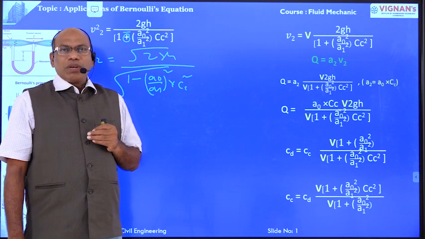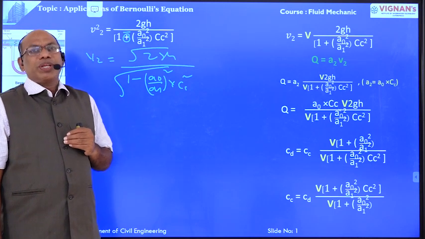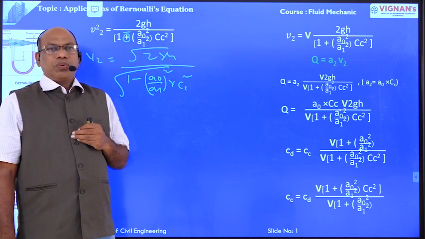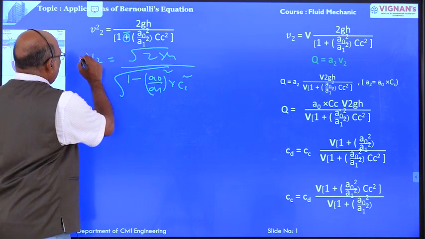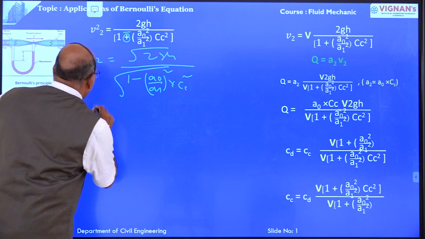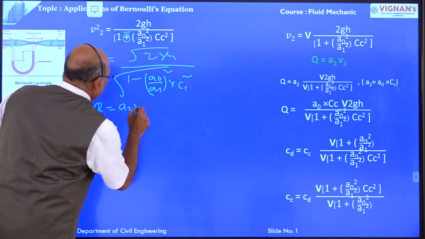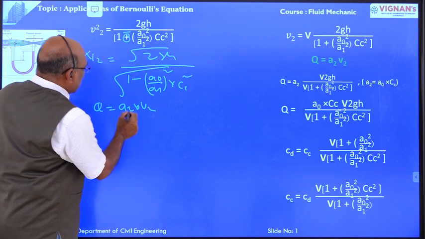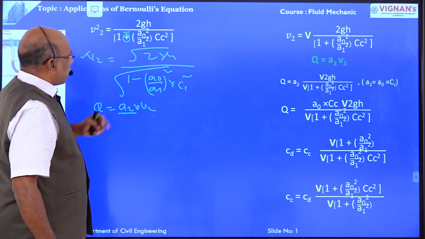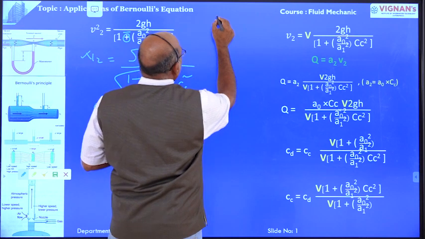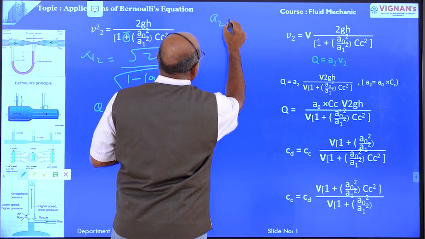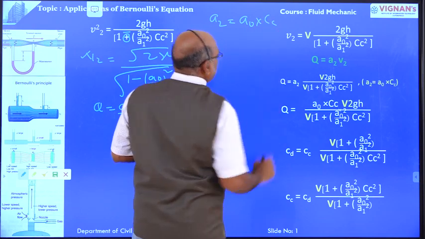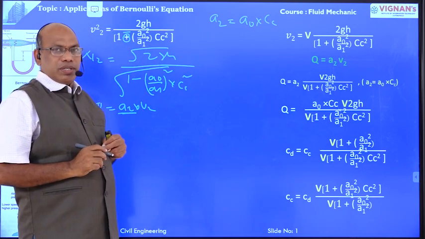Therefore, the rate of flow formula we know: Q is equal to AV, or Q is equal to A1 V1 is equal to A2 V2. Here we have the value V2. Therefore, Q is equal to A2 V2. Now we have already determined the value of A2. The cross-sectional area at section 2 is equal to the cross-sectional area of the orifice into the coefficient of contraction.